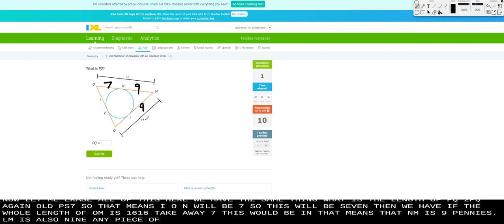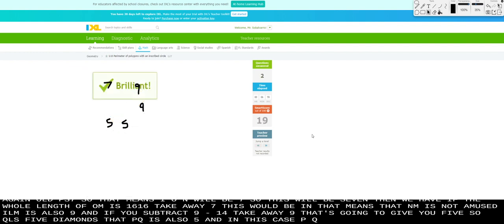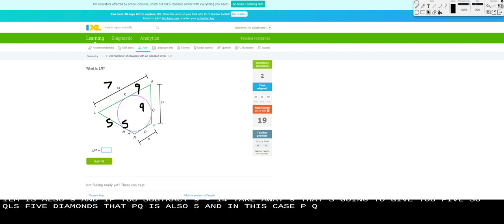And if you subtract 14 take away 9, that's going to give you 5. So QL is 5. That means that PQ is also 5. In this case, the answer will be 5. Okay, now let me erase this again.